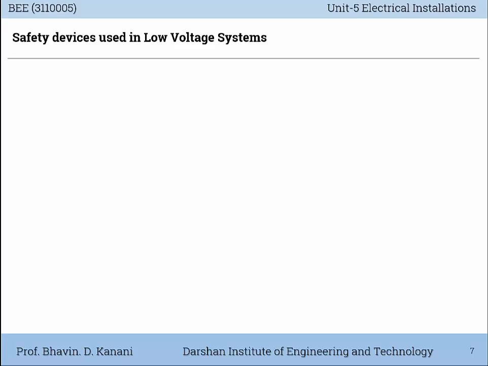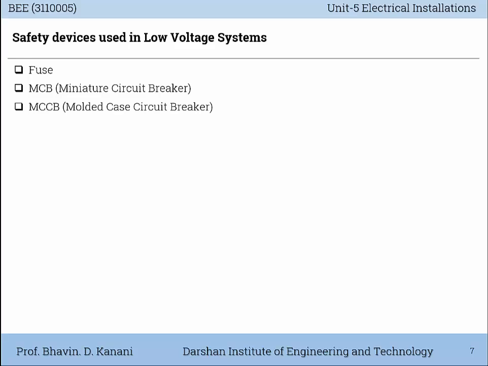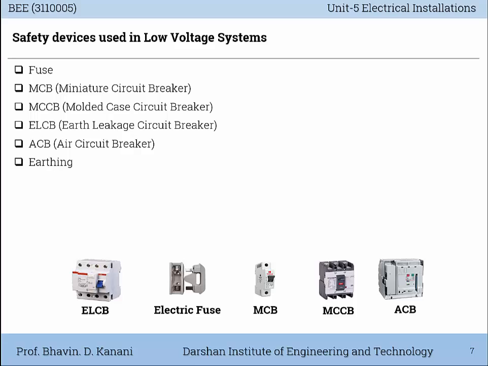Then safety devices used in low voltage systems. Fuse, MCB, that means miniature circuit breaker, MCCB, molded case circuit breaker, ELCB, earth leakage circuit breaker, ACB, air circuit breaker, and earthing. These are the safety devices used in low voltage systems.